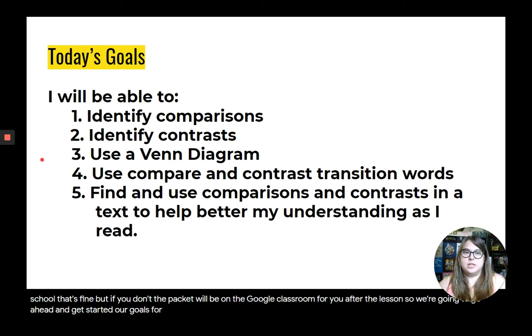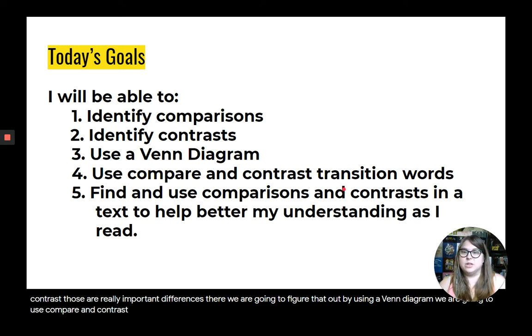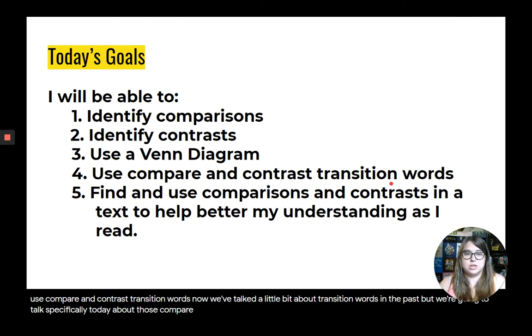Our goals for today are, first off, numbers 1 and 2, to be able to identify comparisons and identify contrasts. Those are our really important differences there. We are going to figure that out by using a Venn diagram. We are going to use compare and contrast transition words. Now, we've talked a little bit about transition words in the past, but we're going to talk specifically today about those compare and contrast transition words. And lastly, how do we apply this?